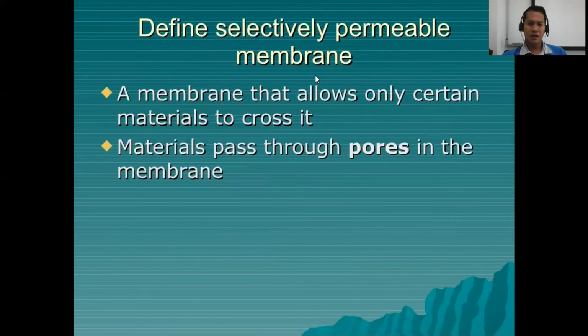So I made mention about selective permeable membrane. What is this? This is a membrane that allows only certain materials to cross it. I think we already saw that in the video. Okay, so materials pass through pores in the membrane. So it's just like the molecule can go in and go out of the cell. But since this is a selectively permeable membrane, that means not all molecules can go in or out, right? Selectively only.